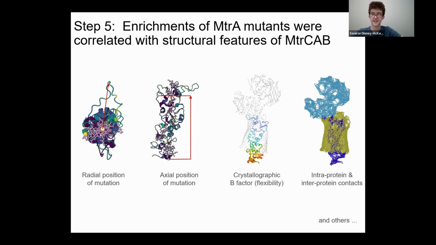The intraprotein contact density indicates the volume available to accommodate an insertion, whereas the interprotein contacts get at the number of interactions that are possible with MtrC and MtrA, or MtrC and MtrB. And I also did a few others, but can't really talk about them, so I'm running out of time.